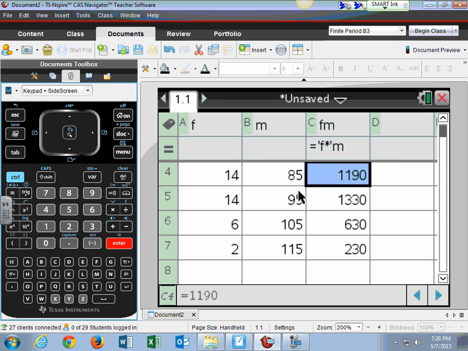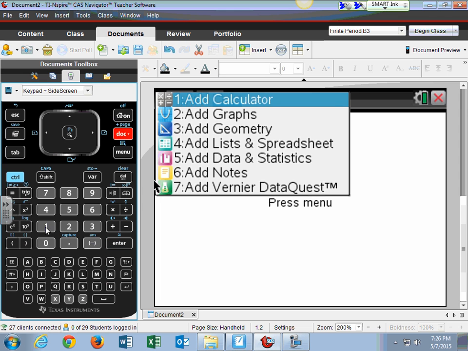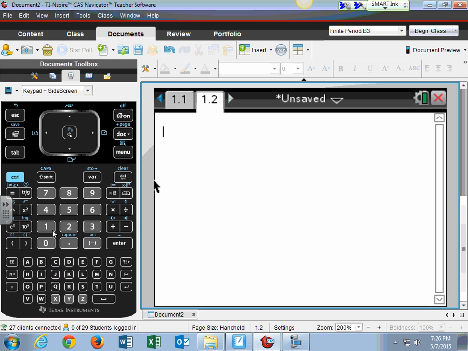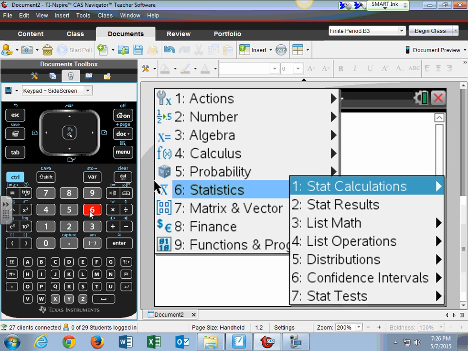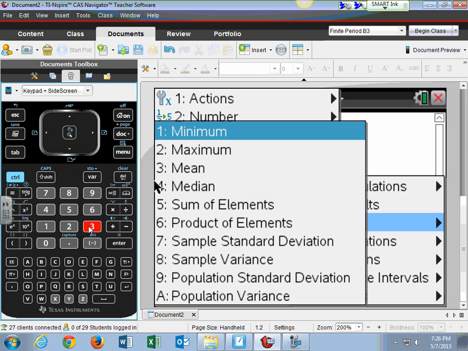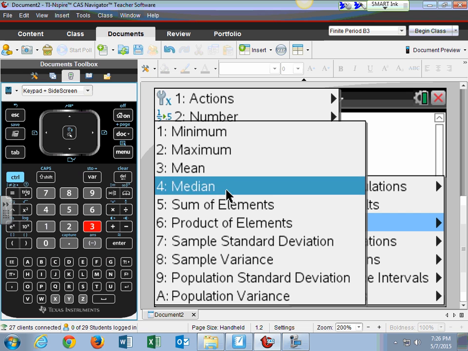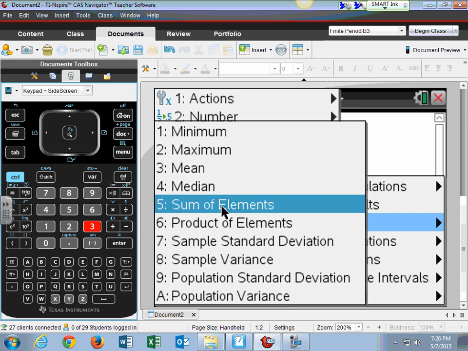So isn't that nifty? If you had a lot of numbers, that would really save a lot of time. Now I have to add up my column FM and my column F, and I'm sure there's multiple ways to do this. I'm just going to hit Control Doc to add a calculator page. And I am thinking, menu, 6 statistics. I'm going to do number 3, list, list math. Because I'm just kind of guessing here, I want to find the sum of some elements.